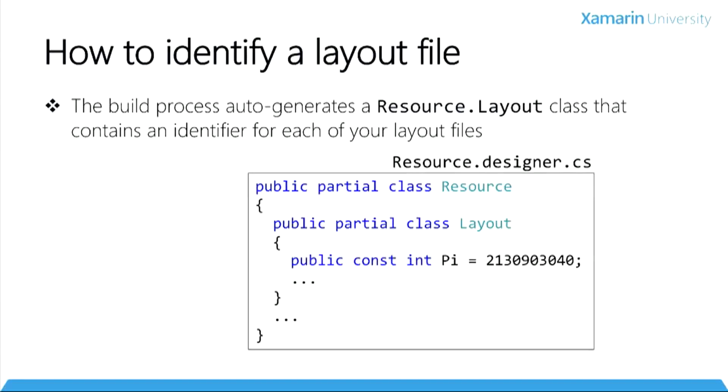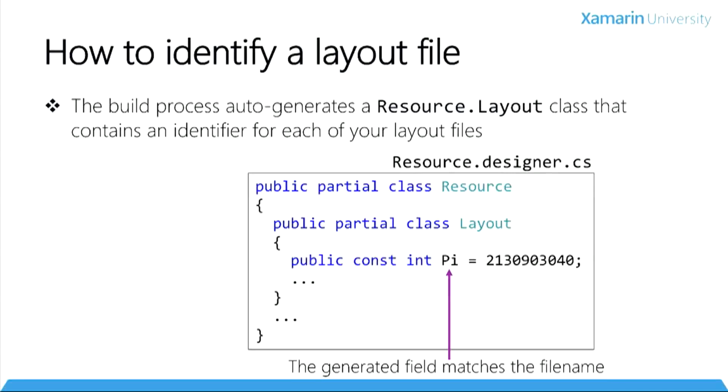Android actually makes it really easy for you to do that. You don't have to use the file name, you don't have to use the folder structure. Instead, Android automatically generates a symbolic constant that identifies that layout file. So there's the symbolic constant. It's based on the file name. So in this case, the file name was py.axml. So the extension gets dropped and just the base file name becomes the name of that integer constant.